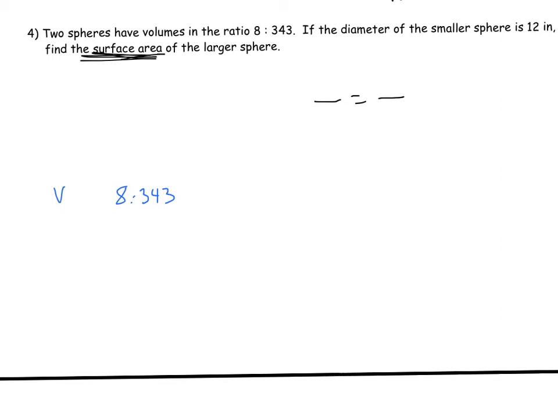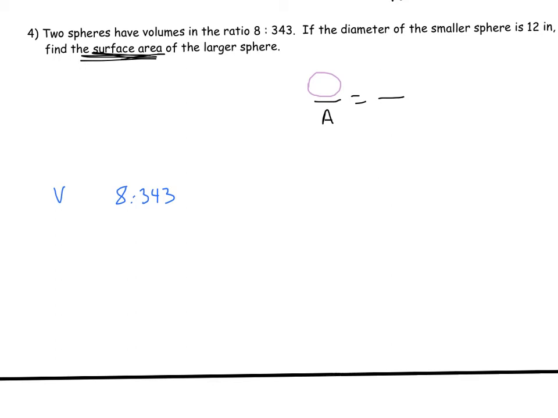So I'm looking for an area. That means I must know an area or be able to find an area. It doesn't look like I'm given an area, so I'm going to have to calculate a surface area for my smaller sphere. So let's look at the other information.